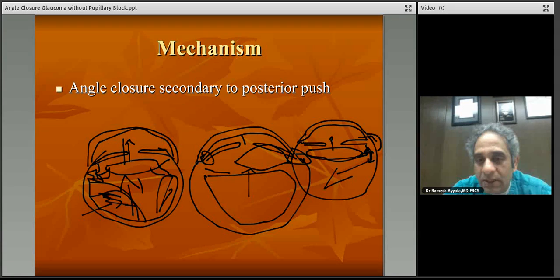Okay, once the vitreous gets more and more hydrated, it's going to push the lens iris diaphragm anteriorly, leading to this kind of a setup where the anterior chamber is collapsed, the trabecular meshwork is compromised, and the pressure gradually creeps up.